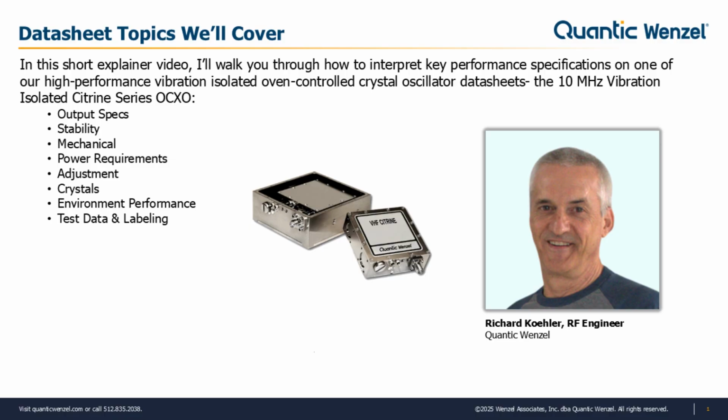In this short video, I'll walk you through how to interpret key performance specifications of one of our high-performance, vibration-isolated, oven-controlled crystal oscillator datasheets, the 10 MHz vibration-isolated Citrine series, OCXO. The specifications we will be looking at include the output signal, frequency stability, mechanical and dimensional information, input power requirements, frequency adjustment, the quartz crystal, performance in environmental conditions, labeling information, and test data provided with the device.